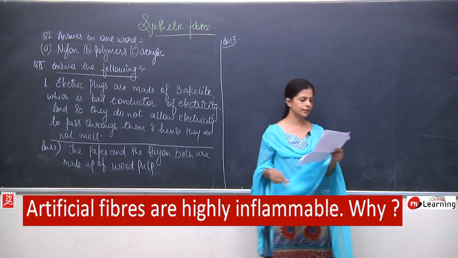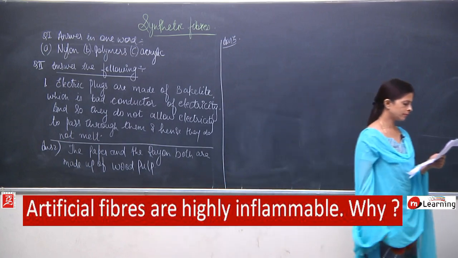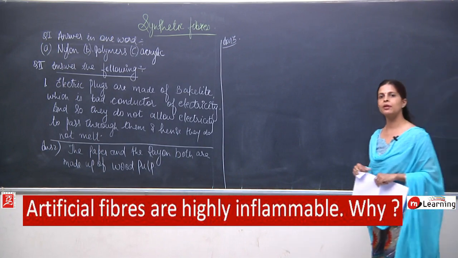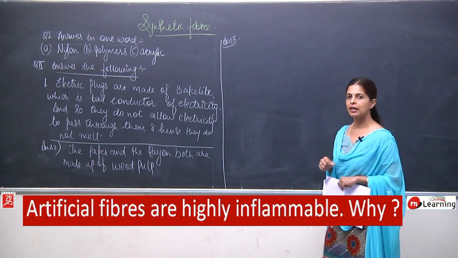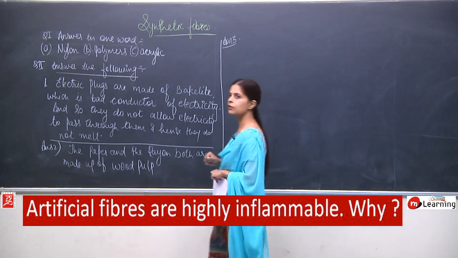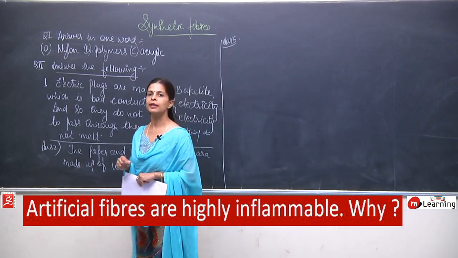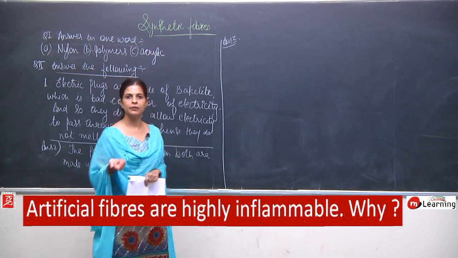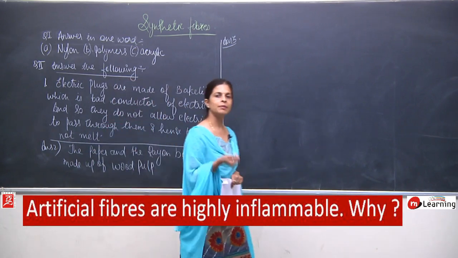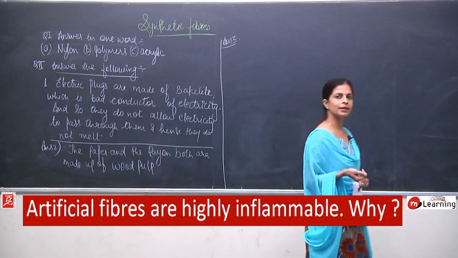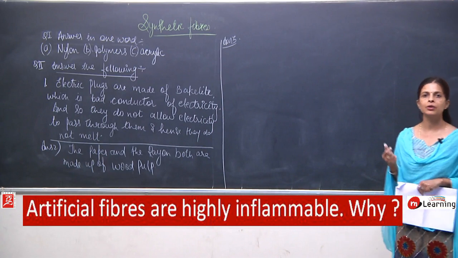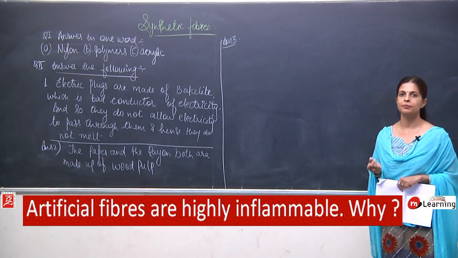So the question third is, artificial fibers are highly inflammable. Why? They are asking, artificial fabrics or artificial fibers are highly inflammable. They catch fire very easily. So why do they catch fire, children? Because of the raw material. That means they are made up of what? They are made up of petrochemicals. And obviously, when we talk about petrochemicals, we all know the petrochemicals are highly inflammable.